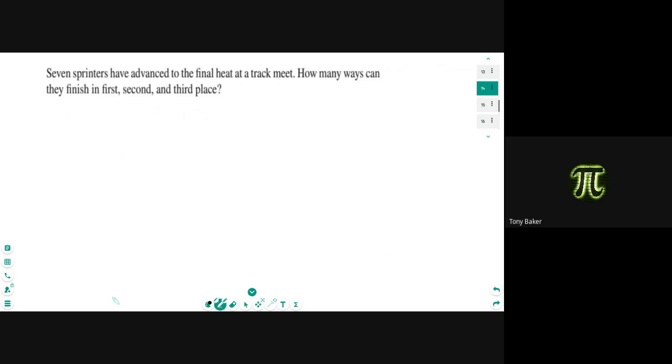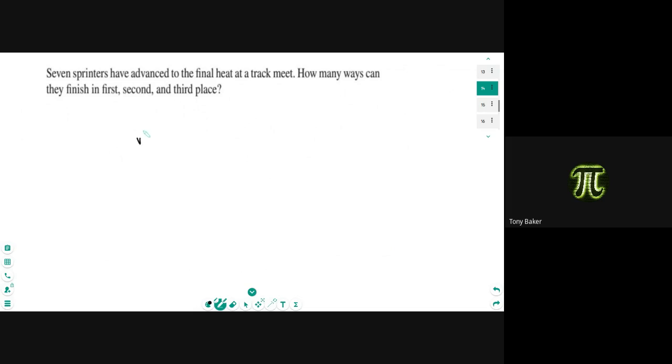7 sprinters have advanced to the final heat of the track meet. So we have 7 runners. How many different ways can they finish first, second, and third? So, does order matter? Yes, because they're specifically placing them. If I said, how many ways can I have a podium? Order doesn't matter, because in that case, I wasn't separating them out first, second, and third. But since I'm separating out first, second, and third, order does matter in this situation. So we are going to use a permutation.